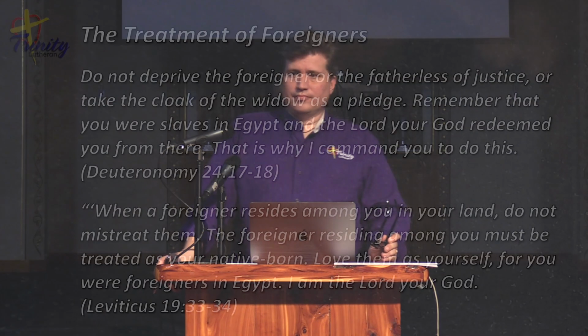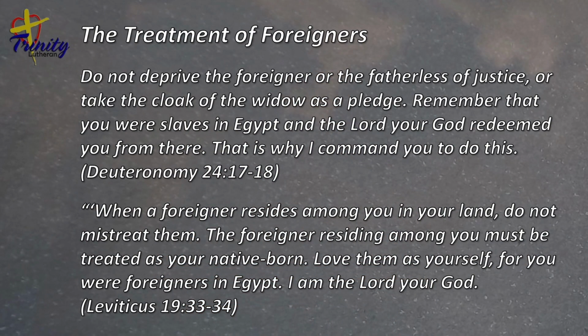So let's look at the general picture, generally how God said foreigners should be treated in Israel, for starters. Somebody want to read that first passage for us? Deuteronomy chapter 24, verses 17 through 18. We're on page 24 of the book here. Whether slave or free, foreigners were to be treated fairly and with compassion in Israel. Do not deprive the foreigner or the fatherless of justice, or take the cloak of the widow as a pledge. Remember that you were slaves in Egypt, and the Lord your God redeemed you from there. That is why I command you to do this.